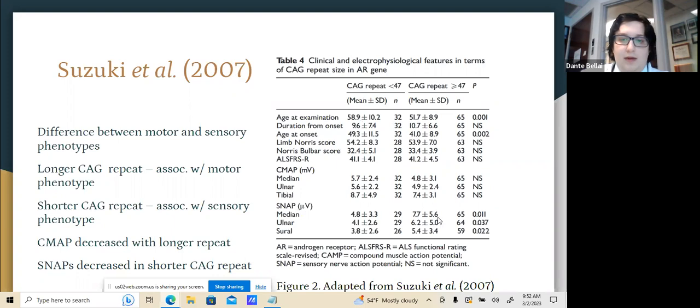The group of patients was broken up into those with quite a long repeat, so over 47, and those considered to have shorter repeats, under 47 CAG repeats. It was found that those with a longer CAG repeat had more of a motor phenotype, whereas those with a shorter CAG repeat were associated with the sensory phenotype. So the compound motor action potentials were decreased in a longer repeat, and the sensory nerve action potentials were decreased in a shorter CAG repeat. So not only can electromyography help diagnose the condition, there's actually this pronounced difference between motor and sensory phenotypes when examined. So patients can be classified into either group.